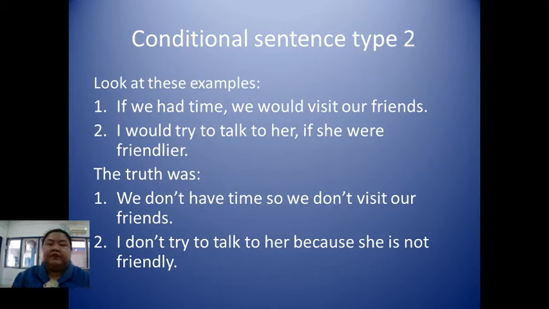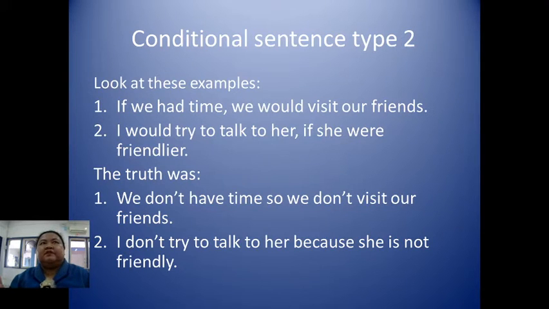For the second example, I would try to talk to her if she were friendlier. And the fact behind the if sentence was, I don't try to talk to her because she is not friendly. So if you look at here, we are talking about an imaginary situation contrary to present facts. So contrary to what's going on at the moment. That's why we use present simple like don't here or is not.